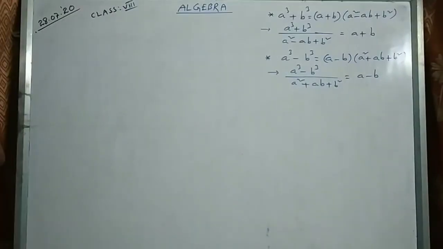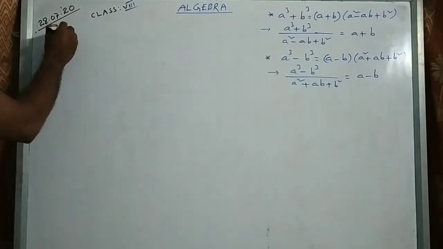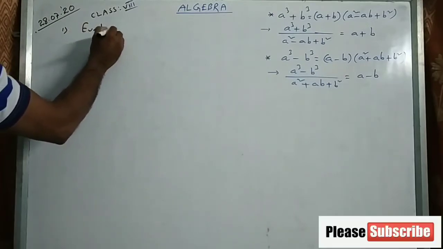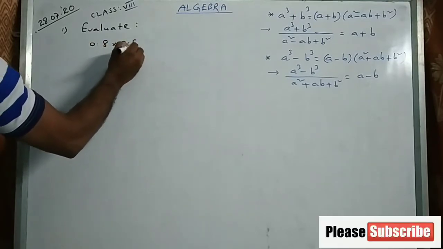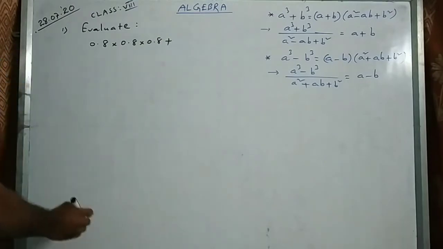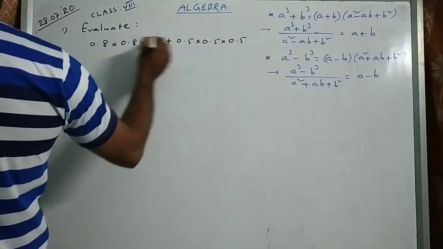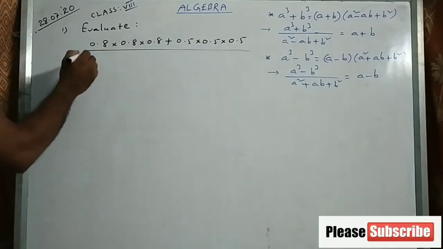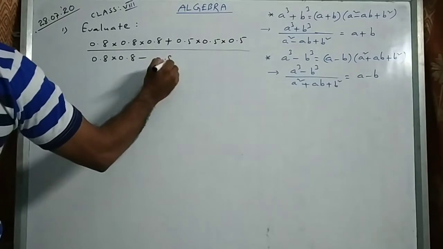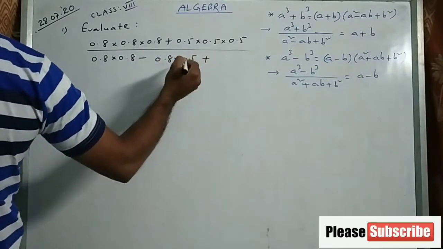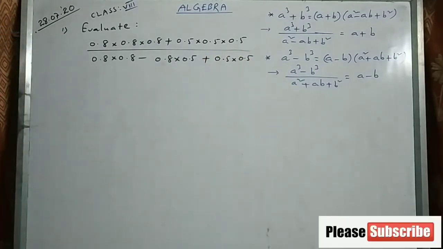Okay? First problem, evaluate 0.8 into 0.8 into 0.8 plus 0.5 into 0.5 into 0.5 upon 0.8 into 0.8 minus 0.8 into 0.5 plus 0.5 into 0.5. So this we have to calculate.